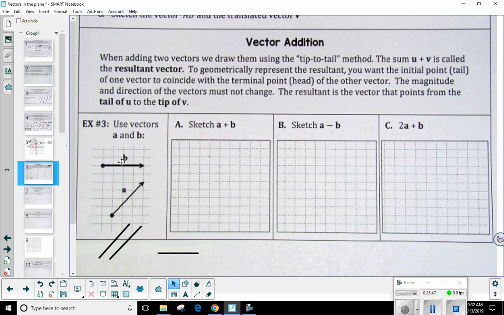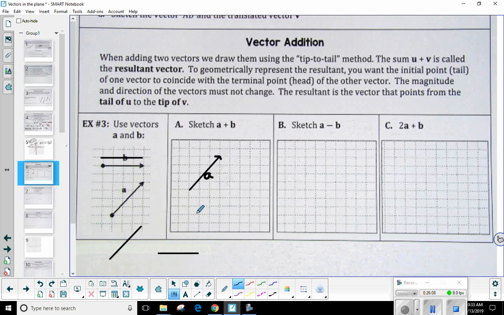So this represents B. See, it's the same direction, same magnitude. And I've already got one for A. So let's say I'm going to put A right here. This is vector A. There's its terminal.